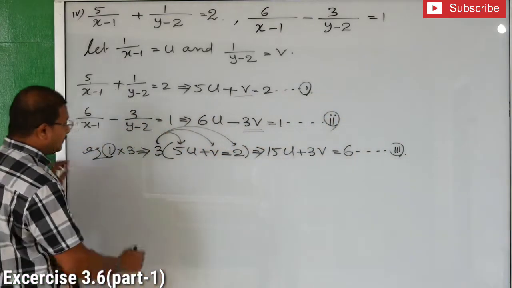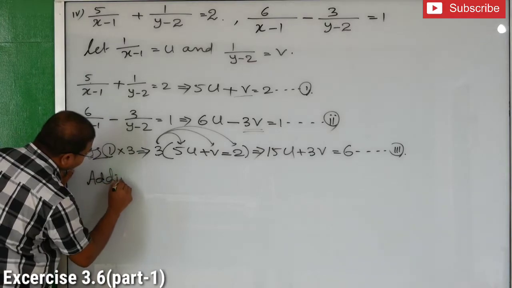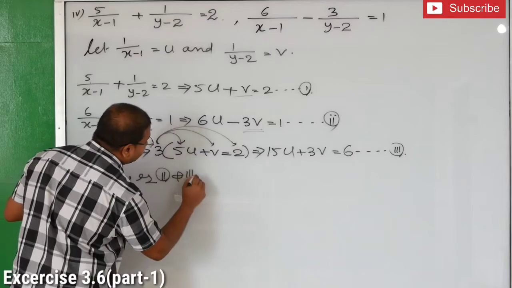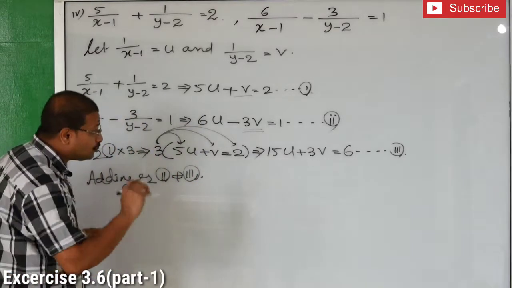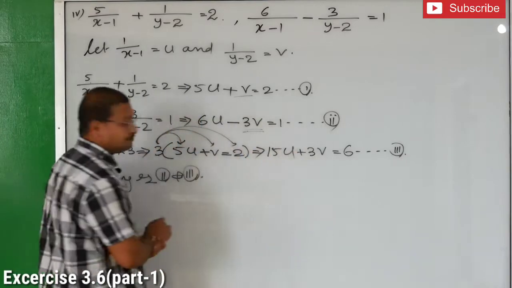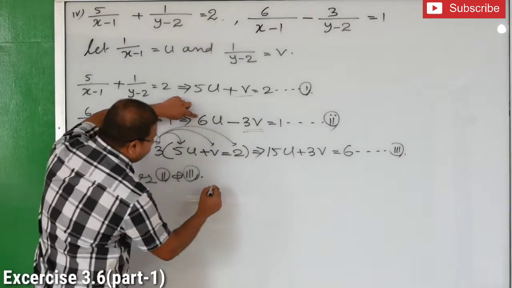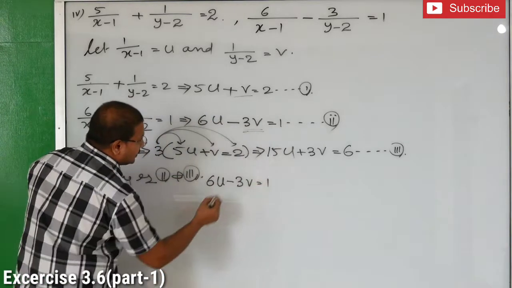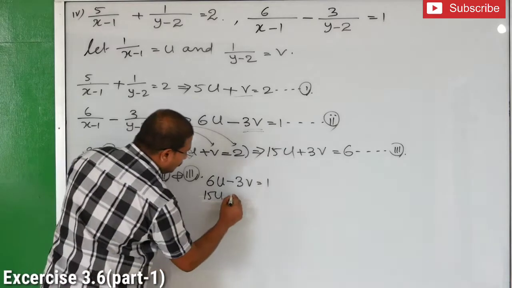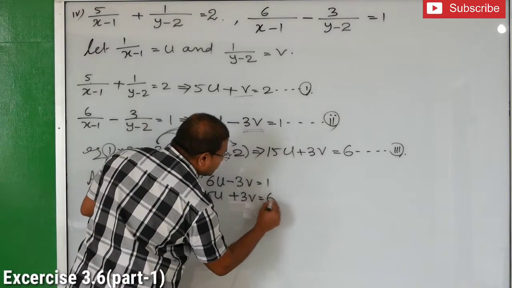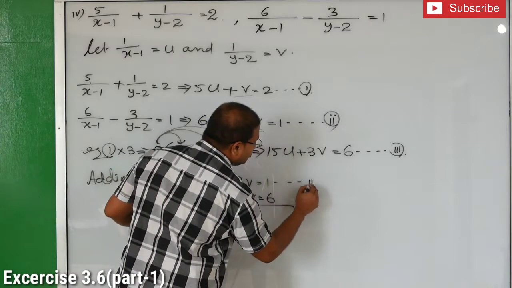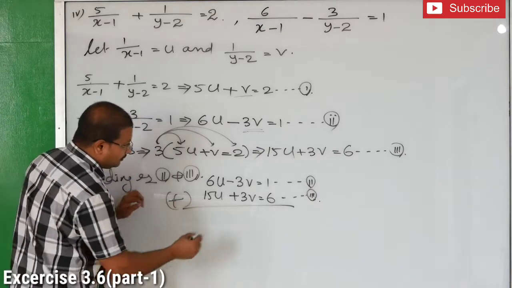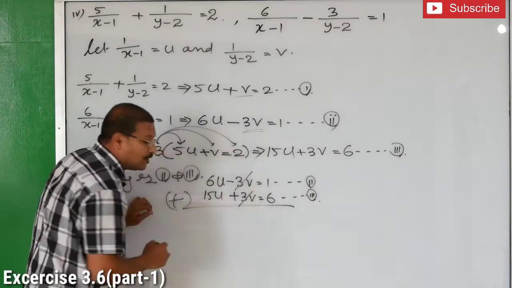Now what you will do means adding equation 2 and 3. Because if you add equation 2 and 3, this 3v will cancel. That means 2 and 3 will add it. That means 6u minus 3v equals 1. And the next one is 15u plus 3v equals 6. This is equation number 2. This is equation number 3. Adding plus. When you add it, what will happen? See, minus 3v plus 3v will cancel.